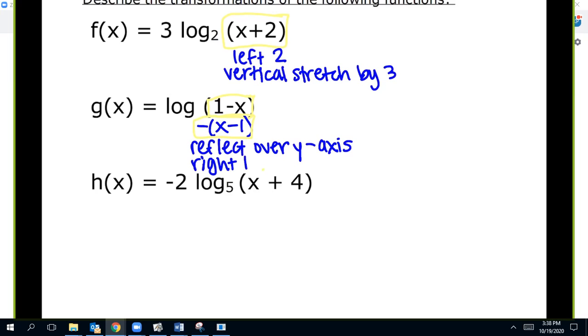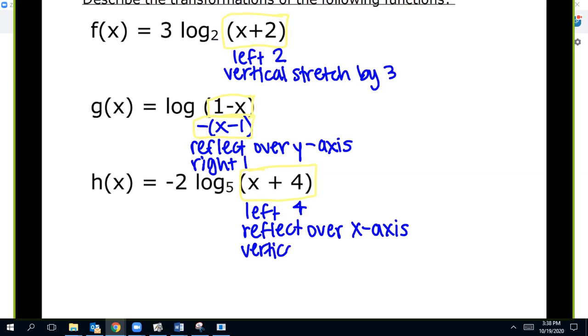And then this last one, we have left 4. And then we can go reflect over the x-axis since that's outside. And vertical stretch by 2. We're going to focus on that last one to graph.